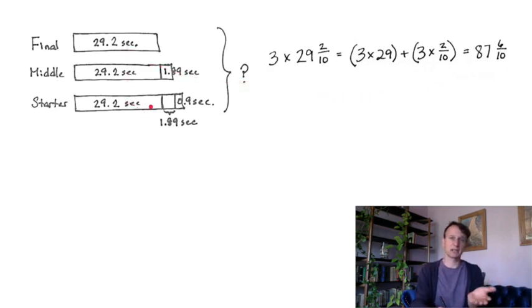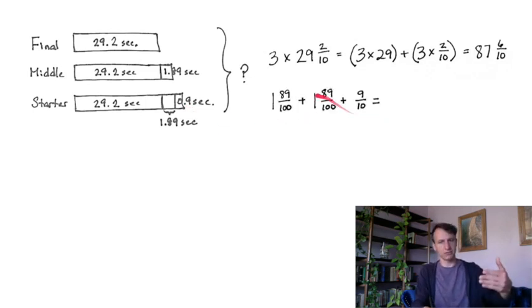See, that's why I broke it out this way. It's a little easier. And then we have the little bits. We have 1 and 89 hundredths, 1 and 89 hundredths, and 9/10. We want to put those 3 together. Convert the fraction form. 9/10 is how many hundredths?